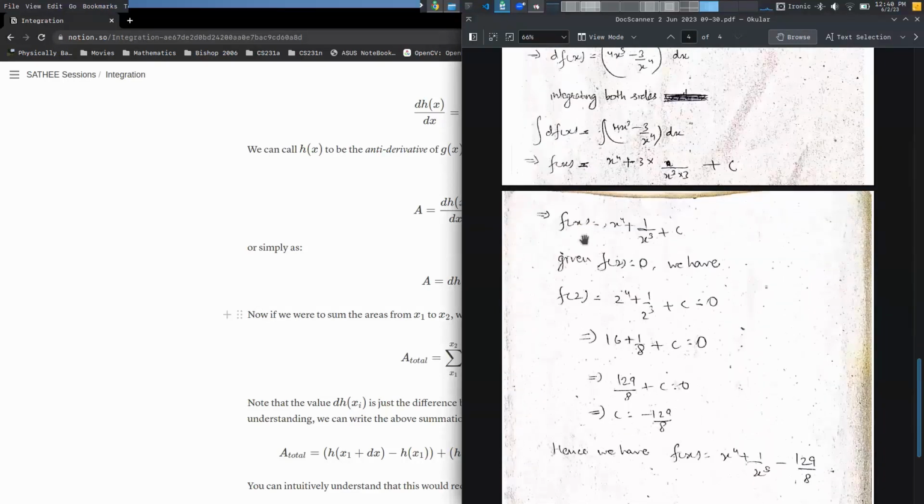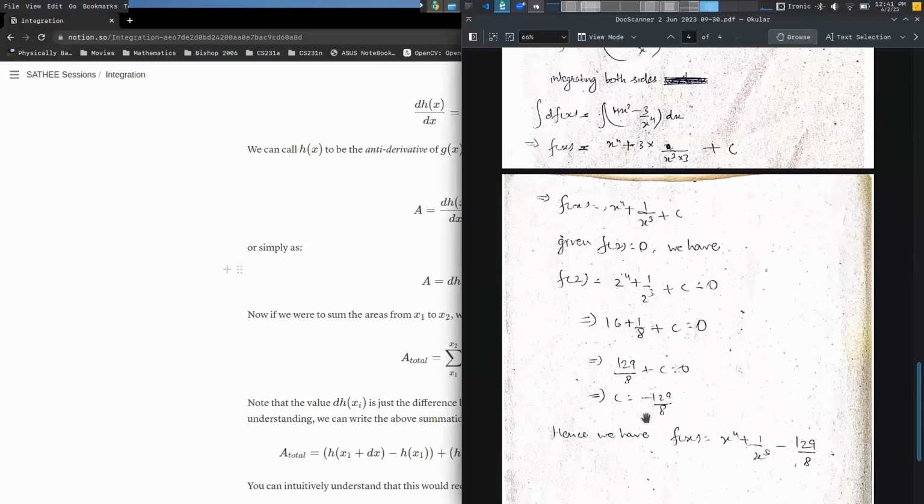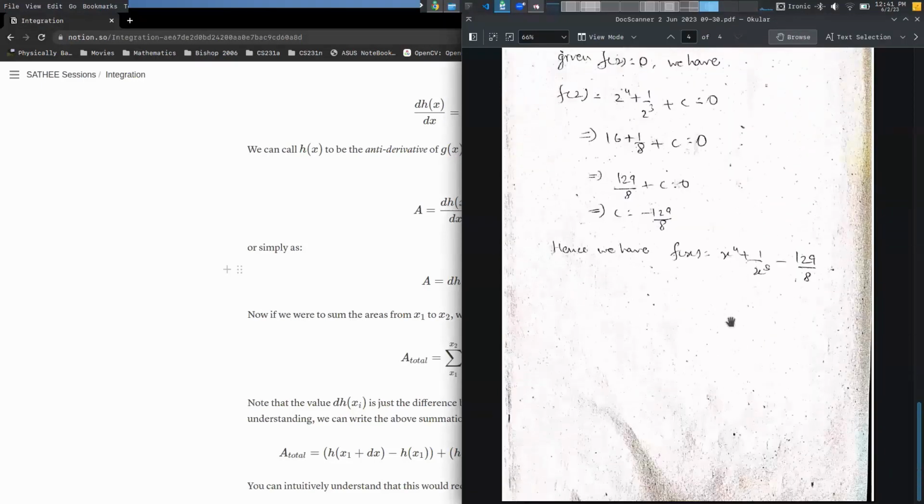Now we are given that f(2) is 0, so the only unknown here is c, and that's why I told you that c is very important. We do not know the value of c here. To get the value of c, we are given another constraint that f(2) is 0. Hence we can write f(2), which is 2 to the power 4 plus 1 by 2 cube plus c, so 16 plus 1 by 8 plus c is 0. And we obtain the value of c as minus 129 by 8. I think this was one of the options, so this would be your final answer.